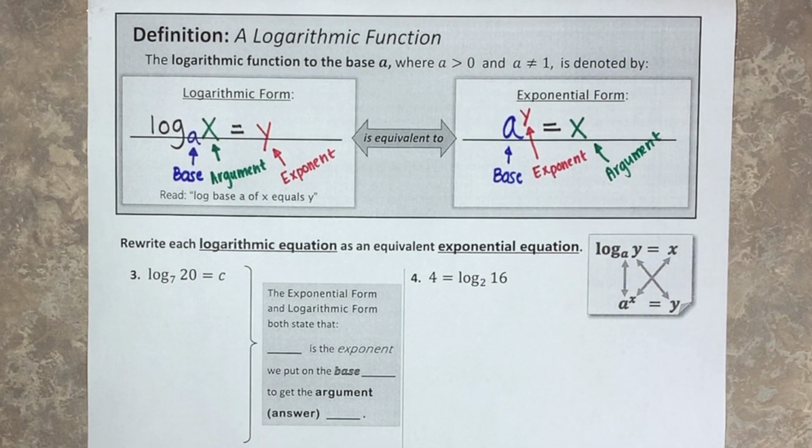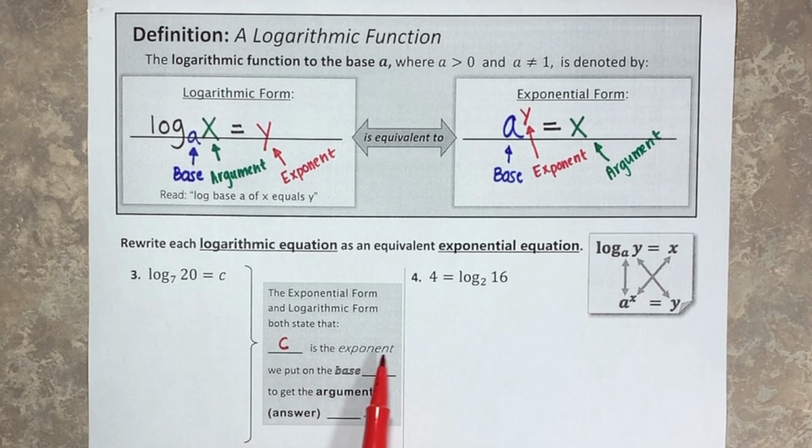So let's practice converting from logarithmic form to exponential form. Now, I want to emphasize that whether your problem is written in logarithmic form or exponential form, both forms are stating the same thing. For example, remember a log is always equal to an exponent. So in this case, c is our exponent. So this logarithmic form is stating that c is the exponent that we put on the base 7 to get the argument or the answer 20.